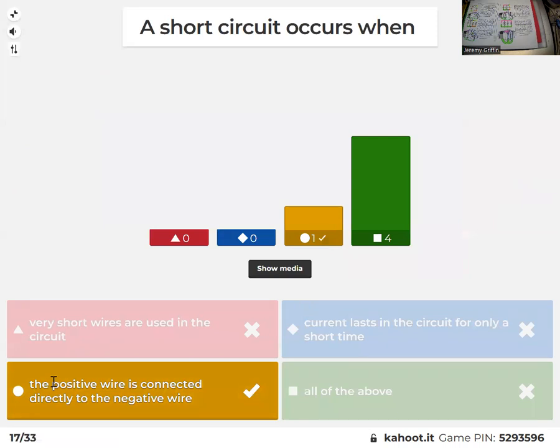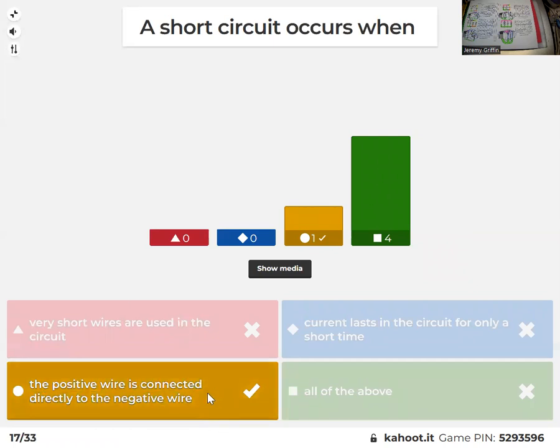Okay, here's what we're looking for. The positive is connected directly to the negative. Now that would be a true short circuit. The example I've been using for this is if you unwind a paperclip and touch the positive end of the battery directly to the negative end of the battery, right? There's almost no resistance. And so the wire gets hot really fast, the battery drains really fast. That'd be a short circuit.